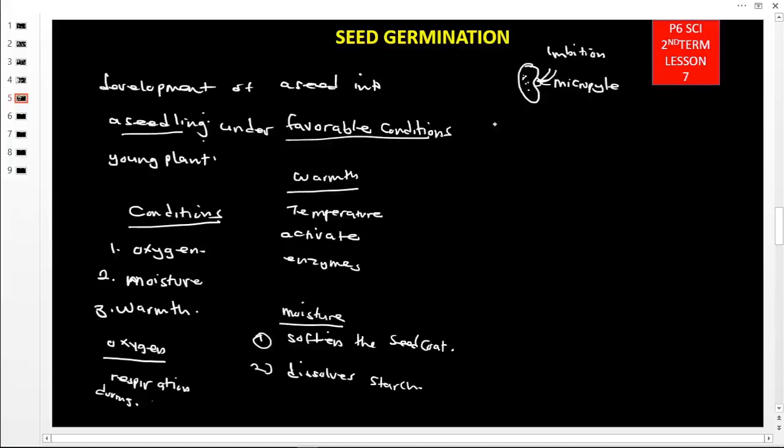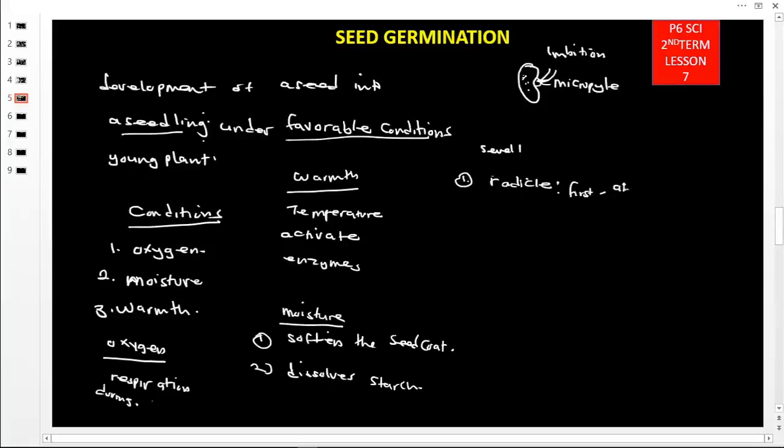During this process of germination, one, the seed has to take in water. It takes in water from the soil. Then the seed coat will swell. After swelling, it will burst. Then after bursting, the first part to come out during germination is the radicle. So the radicle comes out first.